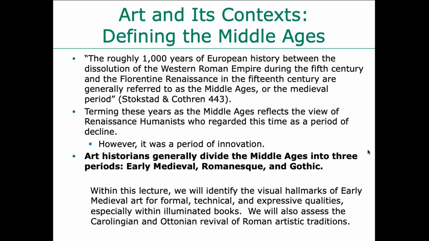Art historians generally divide the Middle Ages into three periods or phases, and they are early medieval, Romanesque, and Gothic. We are currently in the early medieval chapter, and within the Romanesque chapter, we will see more churches, and in Gothic, we will see lots of Gothic cathedrals, especially. So within this lecture, we will identify the visual hallmarks of early medieval art for formal, technical, and expressive qualities, especially within illuminated books. We will also assess the Carolingian and Ottonian revival of Roman artistic traditions.